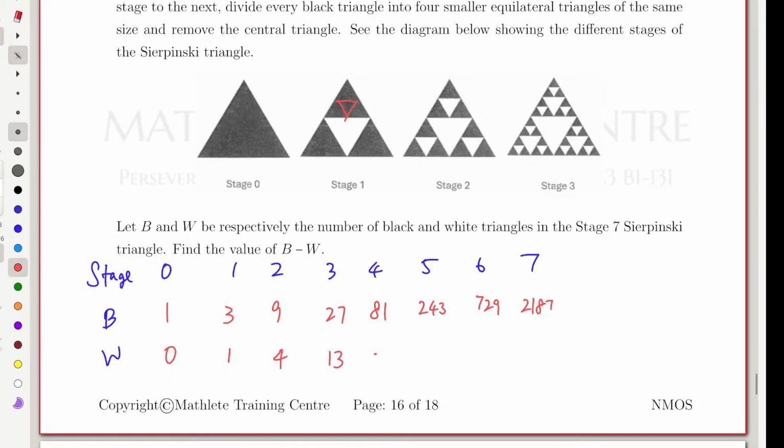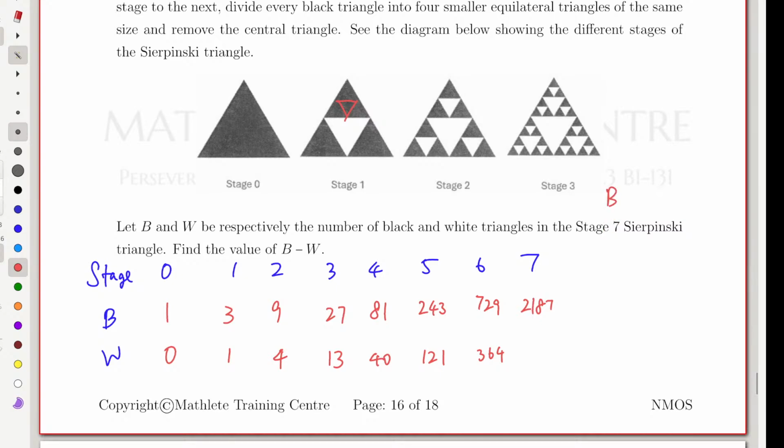Next one, 13 plus 27. Next one, 40 plus 81. Next one, 121 plus 243, which is 364. You might even notice a pattern here, right? At each stage, the black is always going to be 2 times white plus 1.